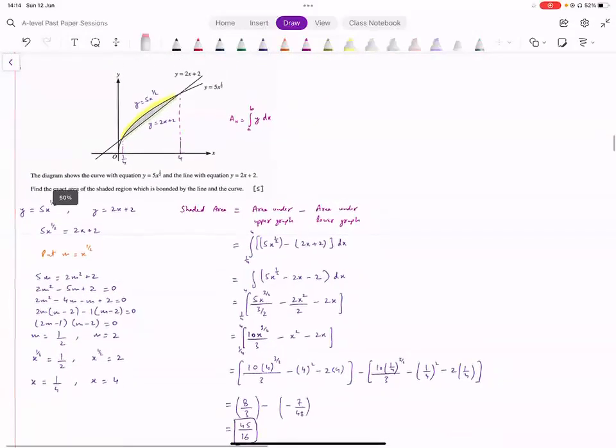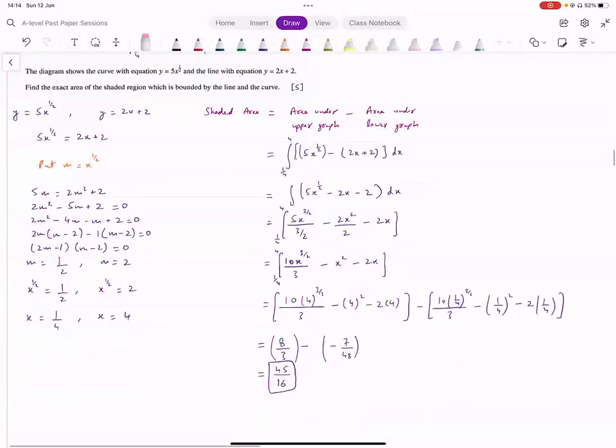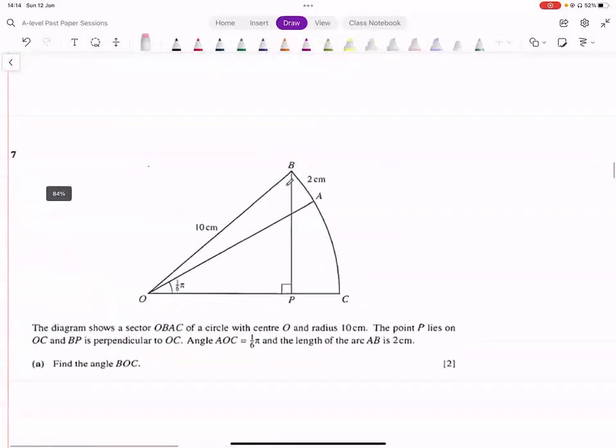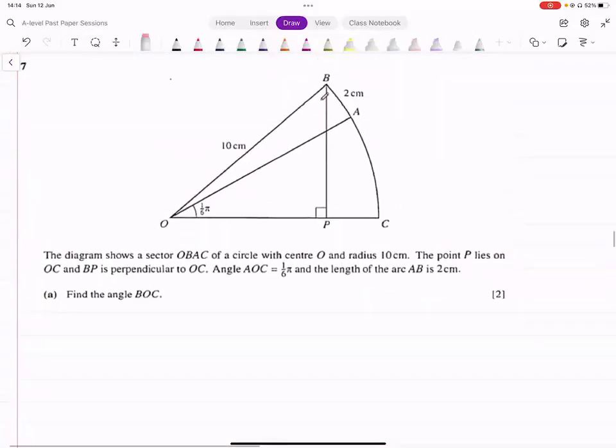Okay, let's move on to the next question. This looks like a circle question. So the diagram shows a sector OBAC of a circle with center O. So this is the center, and radius 10 centimeters. The point P lies on OC and BP is perpendicular to OC.